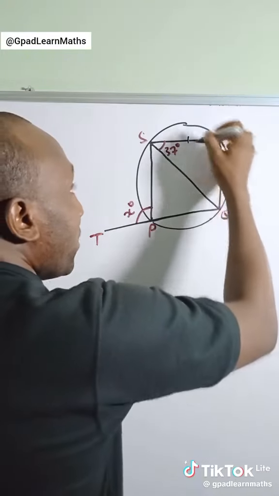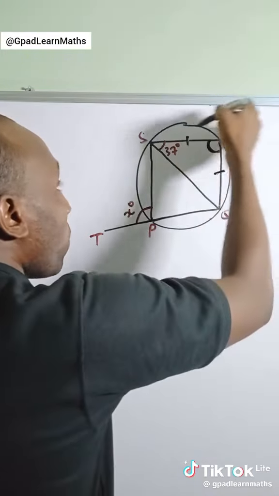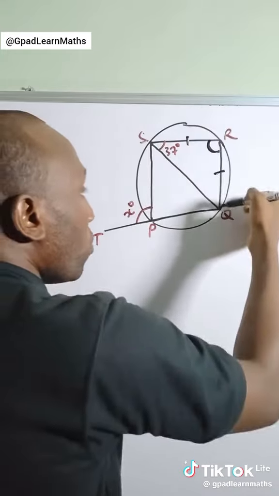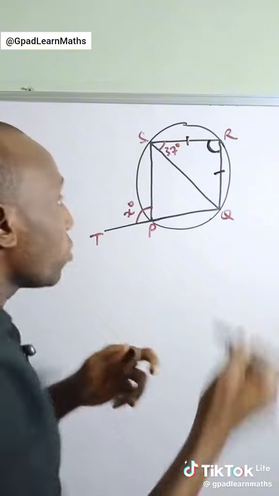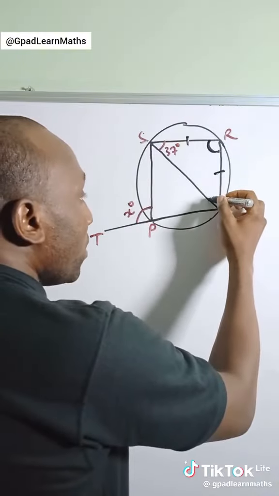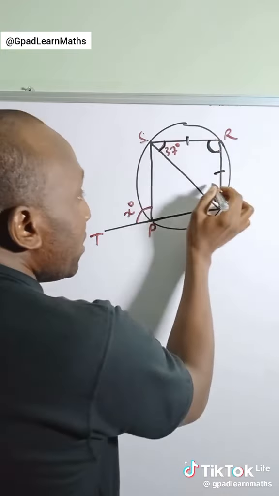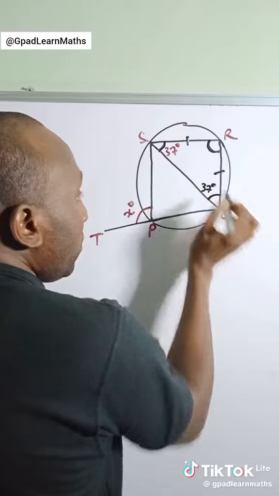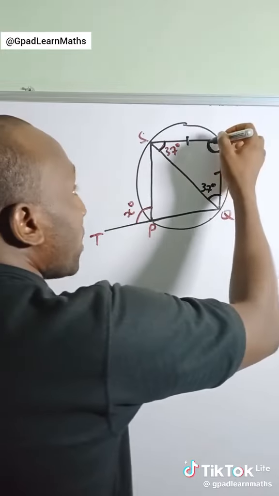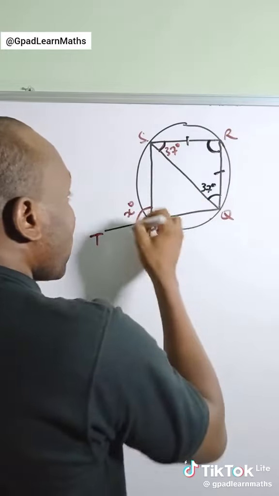Now look at this mark and this mark, meaning that this triangle SRQ is an isosceles triangle. So the base angles are equal. These are the base angles, this one and this. So if this is 37, this is also 37 degrees. Okay, now how do we get this angle, since we need it to get X?